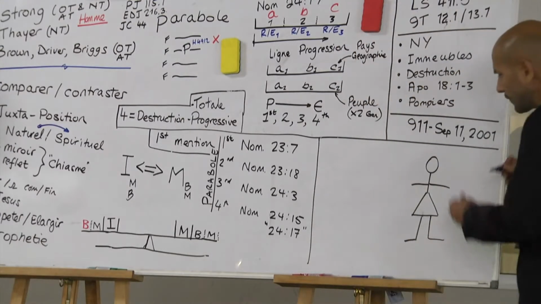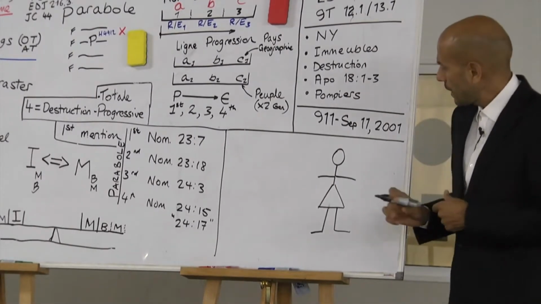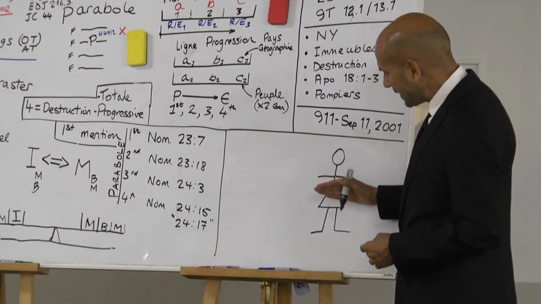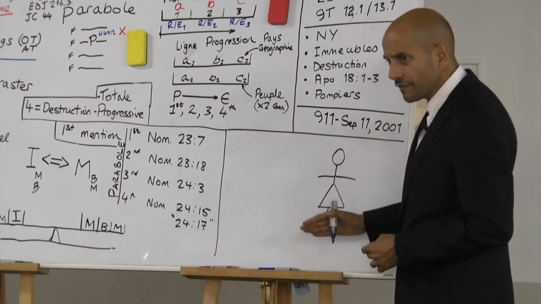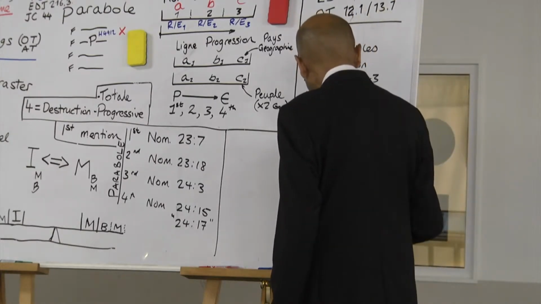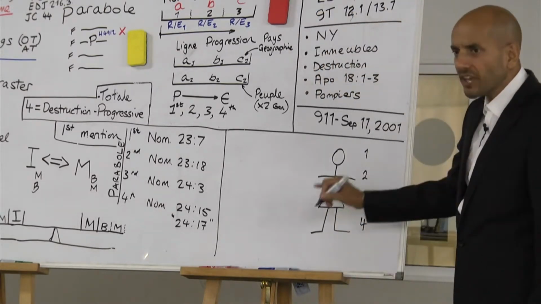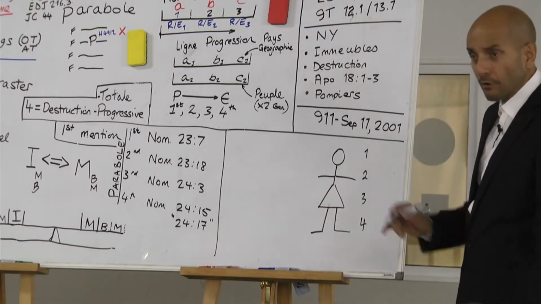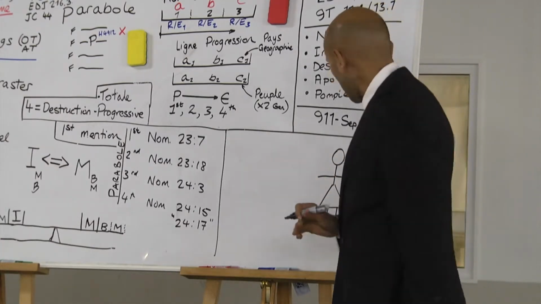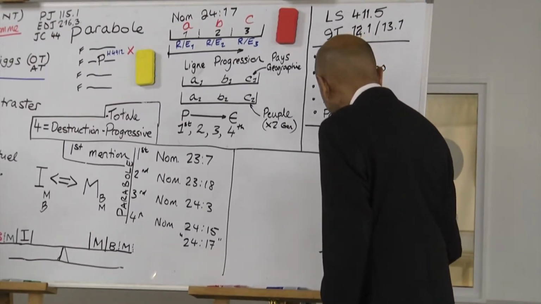So here's this statue in 4 parts: head, body, thighs, and legs and feet. The fourth kingdom, there are only 4 kingdoms in the chapter, is in 2 parts.